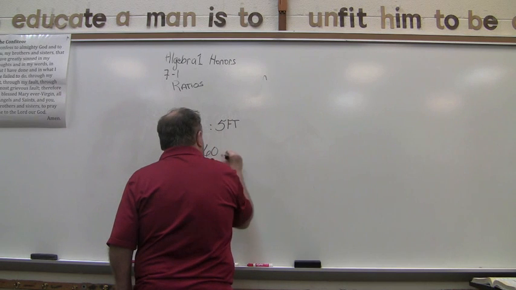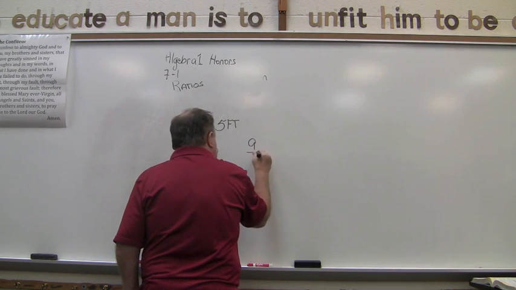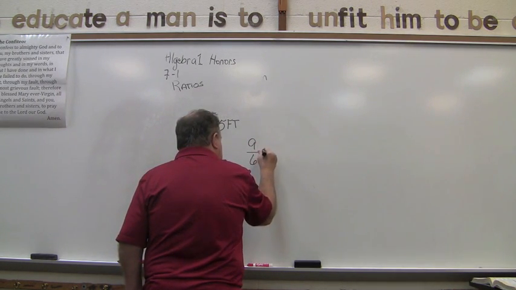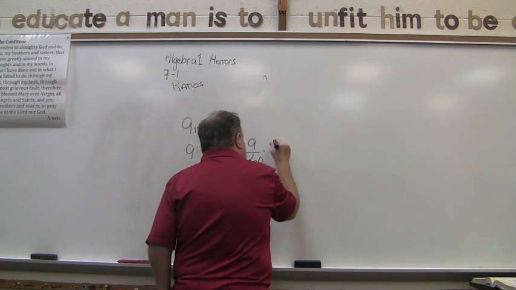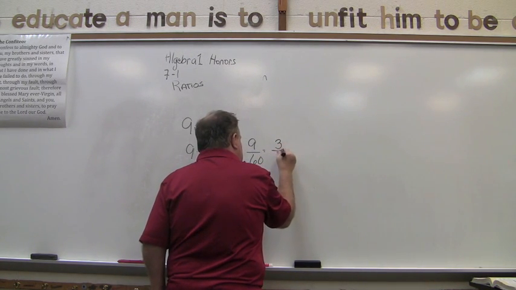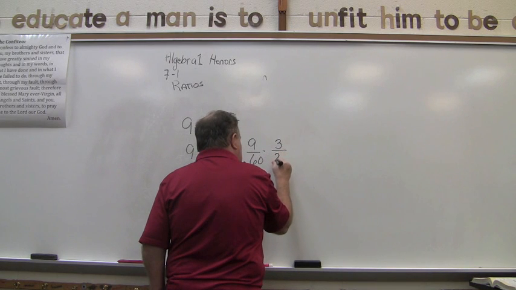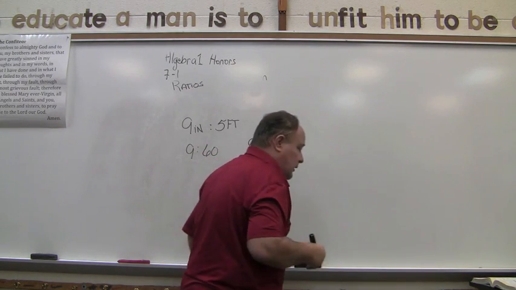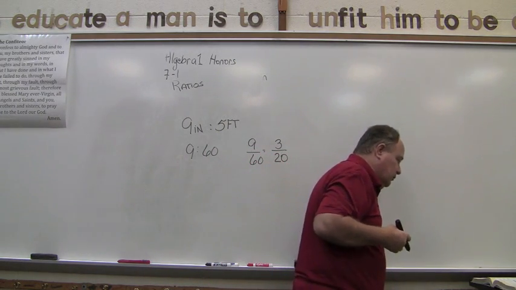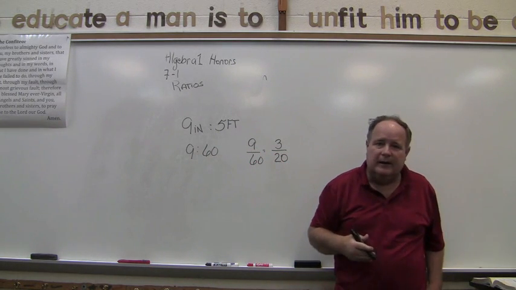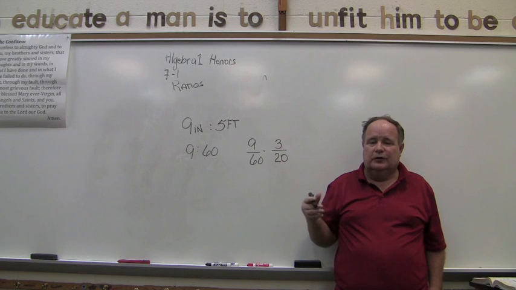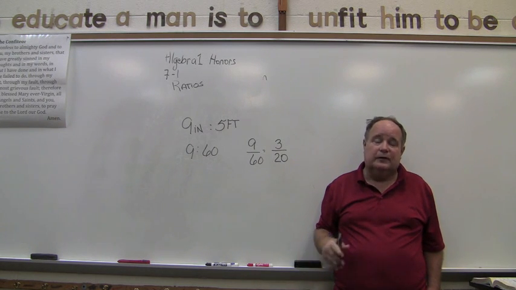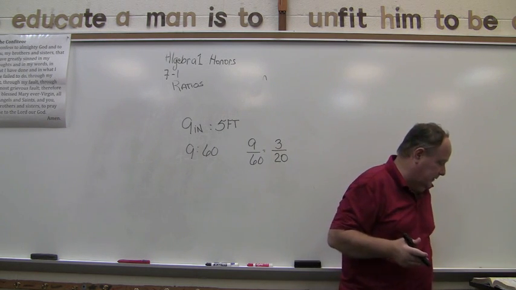This is in inches, or we can write it as 9 to 60. And if we divide by 3, we would get 3 over 20. Okay? That would be the ratio. But what did we have to do to get 3 to 20? We had to make them the same measurements. If we're going to do inches, we have to make them all inches. If we're going to do feet, we have to make them all feet.